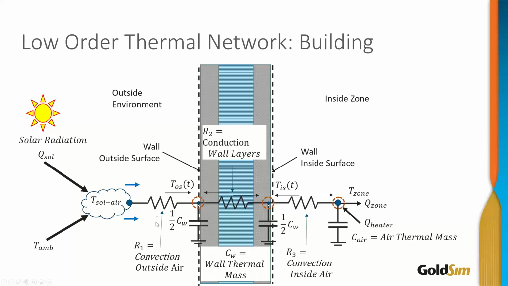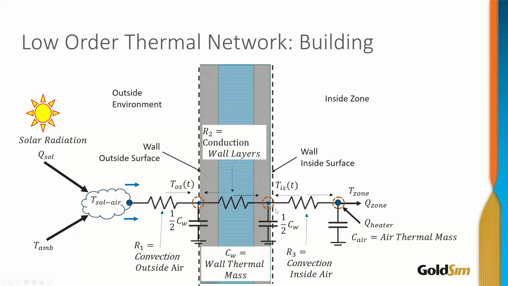We are going to say that there's convective heat transfer on the exterior surface of the wall interacting with the environment. The thermal mass of the wall is broken into two. Half of it is on the outside and half is on the inside, which is why we see half of the thermal mass of the wall on this node and half here, because this is on the outside surface and this is on the inside surface. And we have conduction between the layers. This wall has multiple layers and we combine them in series into one resistance.